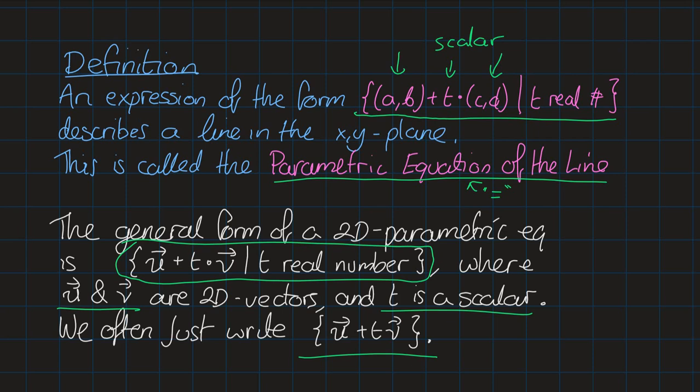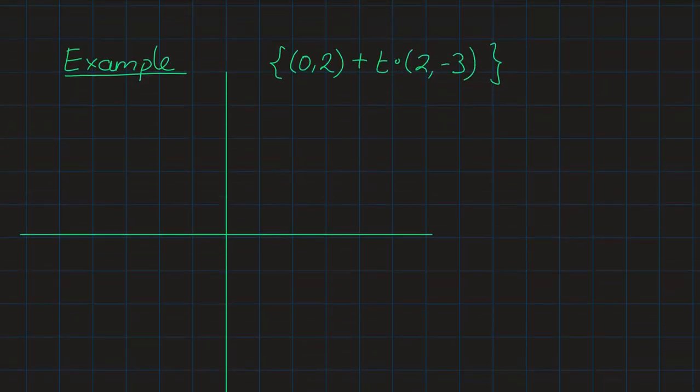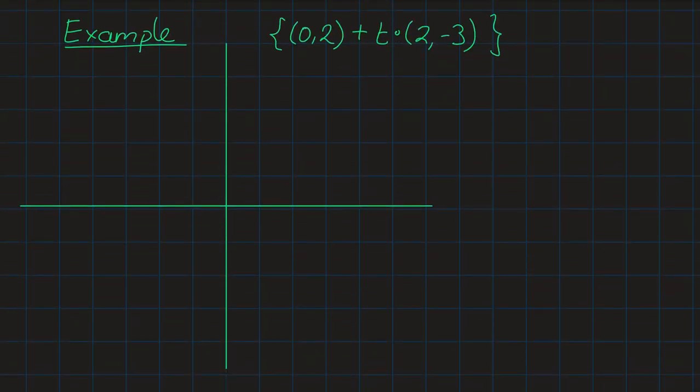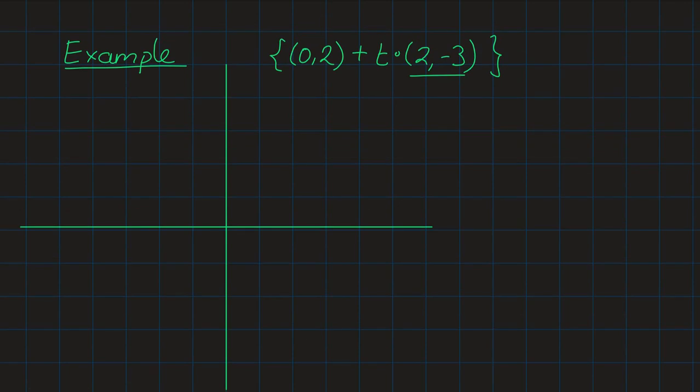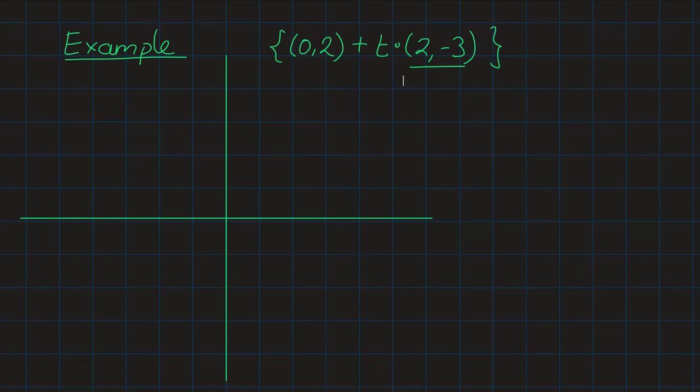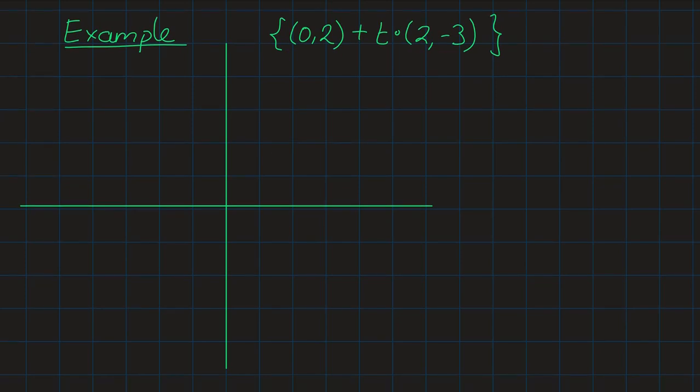Let's see an example of a parametric equation of a line. So right here, in the lazy notation, the vector (0, 2) plus t times the vector (2, -3). I want to plot this line. So how do I do that? Well, I'll plot it in pink. The way you think about this is this vector here is like your starting point on the line, and this vector next to it tells you which direction to move in. So the first thing I do is I go to the starting point, which is (0, 2).